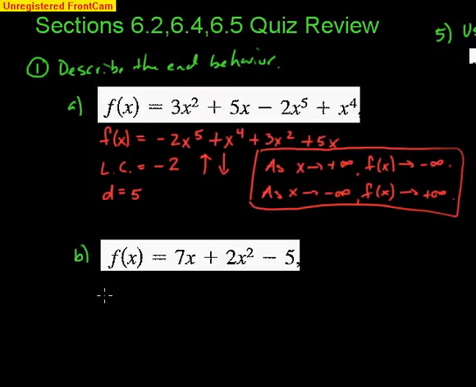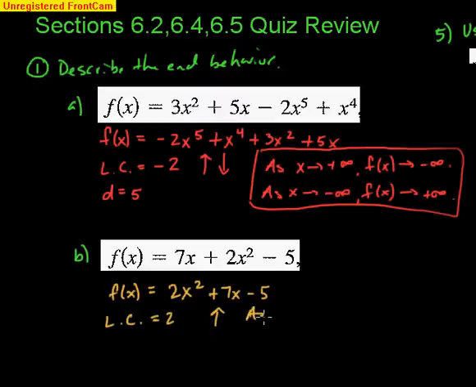Okay, let's do the second one. Again, let's put it in standard form, if it's not already. f of x equals, highest power is squared, 2x squared. Next is the x, plus 7x, then minus 5. We look at the leading coefficient. It's a positive 2. If the leading coefficient is positive, right side is up. As x approaches positive infinity, f of x also approaches positive infinity.